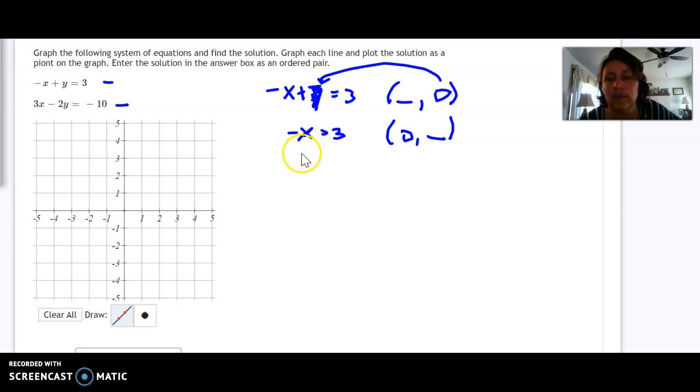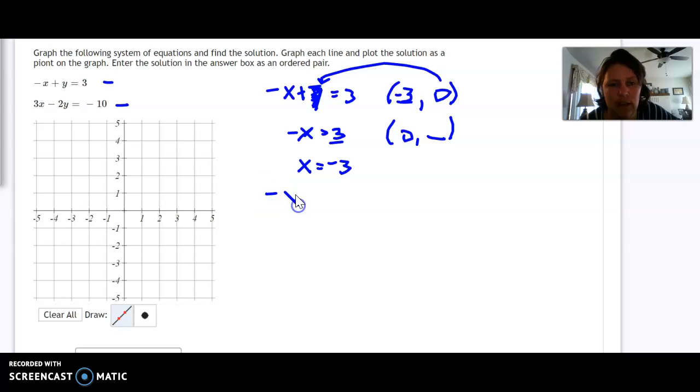All right, so we have negative x. We have not solved for x yet, but remember our opposites. If we take the opposite of negative x, we get x, and that's exactly what I want to solve for. But whatever I do to one side, I have to do to the other. So if I took the opposite of negative x, I also have to take the opposite of 3, and the opposite of 3 is negative 3. So for my x-intercept, we're going to put a negative 3 in there for that part. Okay, now let's go on to our next one.